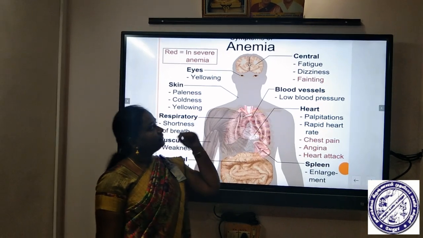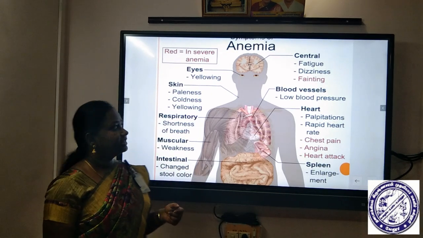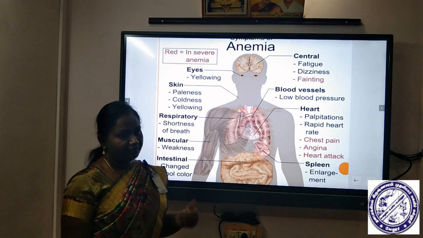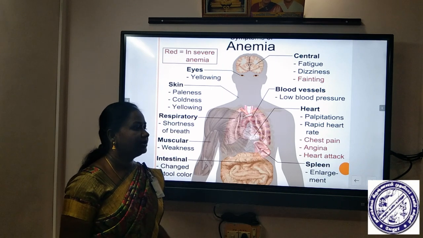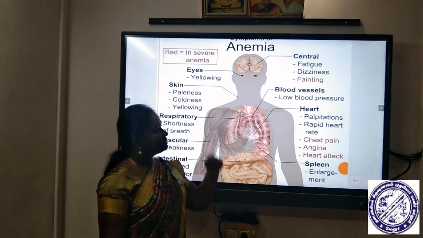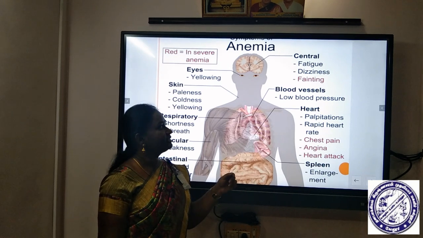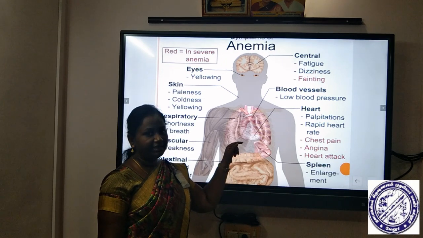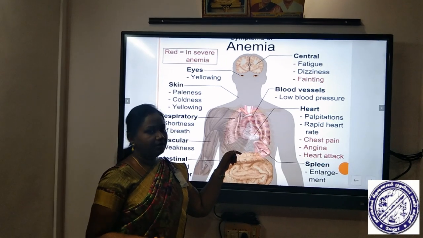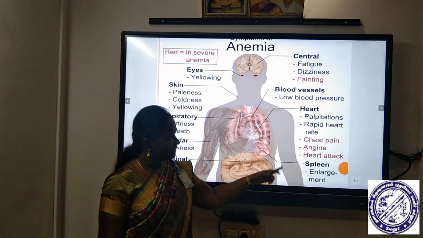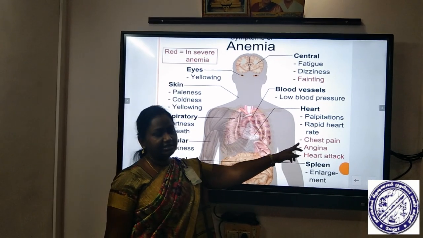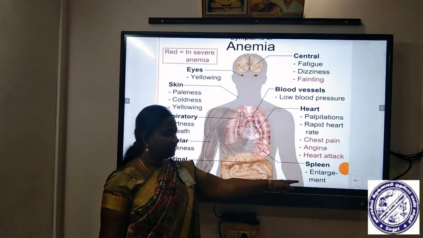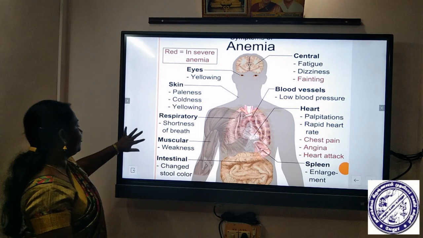And the central nervous system, the brain, will be affected. So fatigue, dizziness, fainting. The people will walk and suddenly they will faint on the road or in the house. So these types of symptoms will be noticed. And in blood vessels, low blood pressure will be noticed. The heart will experience palpitation. Palpitation means a higher heartbeat or lower heartbeat, and chest pain, angina. Angina is chest pain. Heart attacks will be noticed, and the spleen will be enlarged, which is known as splenomegaly.